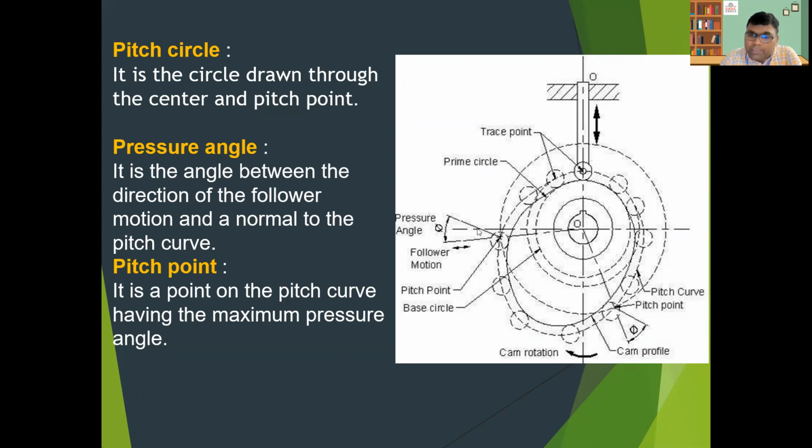So you can obtain the pressure angle here, and the pressure angle is desirable within a certain limit. It should not be too much and it should not be too little. It is maintained at an optimum depending upon your speed and the requirement of the motion, but it should not be very high or very low. Let's go to the next point, that is the pitch point. You can understand this point is the pitch point, the point at which the pressure angle is maximum.